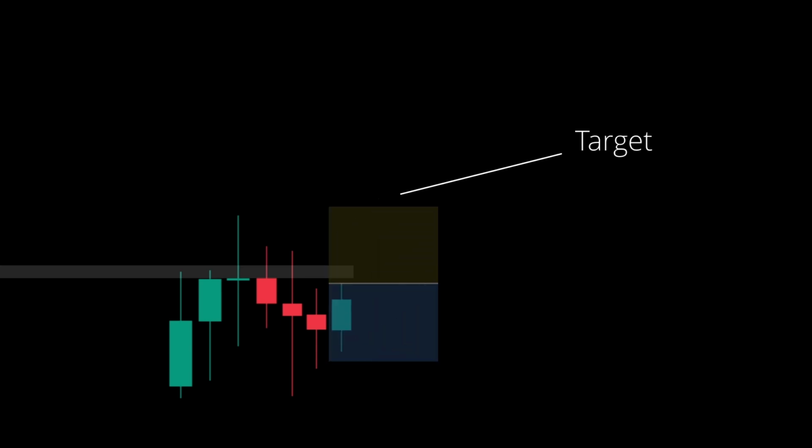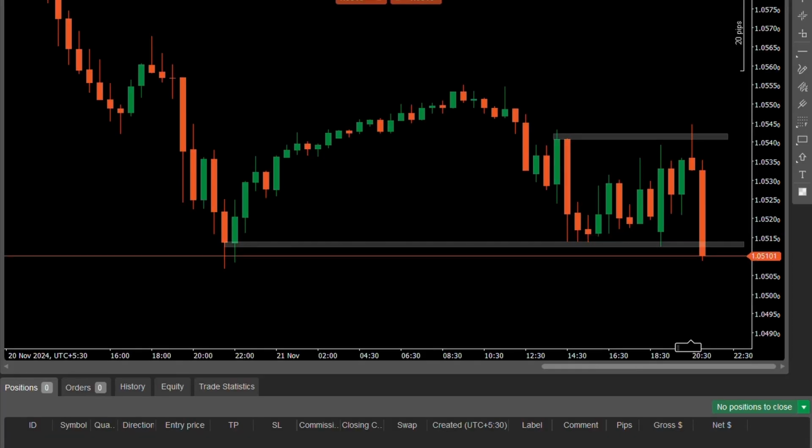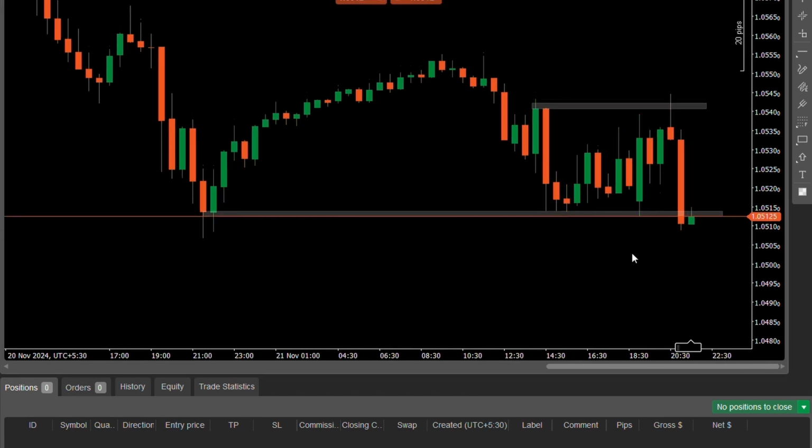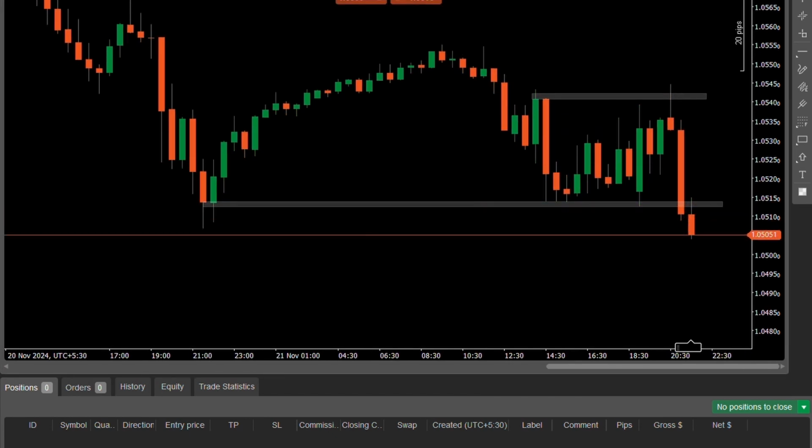We entered here. Our target is at the next resistance zone and stop loss is at the entry candle low or previous candle low. And see, the results are awesome. Okay, so I think you understand very well. So let's move to the next chapter, our fourth chapter, fake retracement setup.